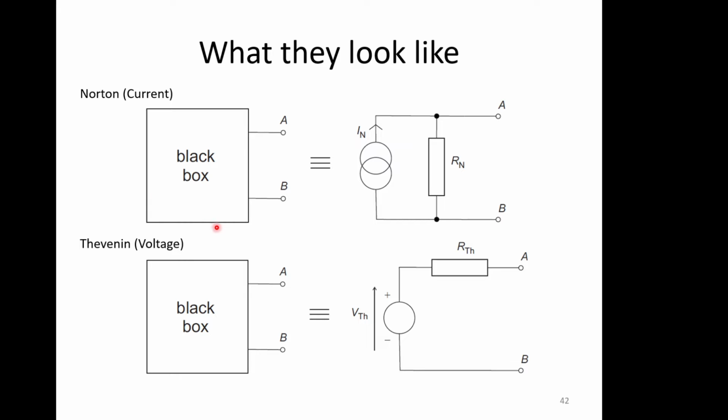So in pictures, the Norton equivalent is you've got a black box, you don't know what's in the black box. Someone's told you it's got resistors, voltage sources, current sources, it can be as complicated as you like, but all you've got to play with are two terminals coming out of it. So the question is, what's in this box?